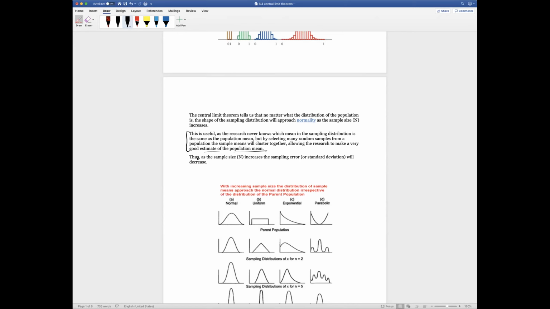So again, as we said before, as the sample size increases, the sampling error or the standard deviation will decrease, because we know that the standard deviation of sample means is equal to the standard deviation divided by the square root of our sample size. So here's something to illustrate this up here. The central limit theorem tells us no matter what the distribution of the population is, the shape of the sampling distribution will approach normality as the sample size increases.